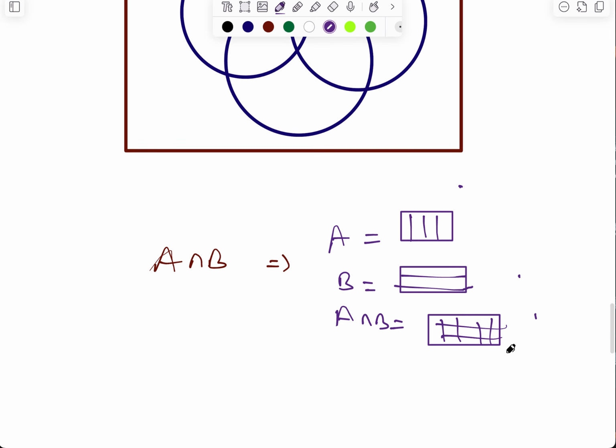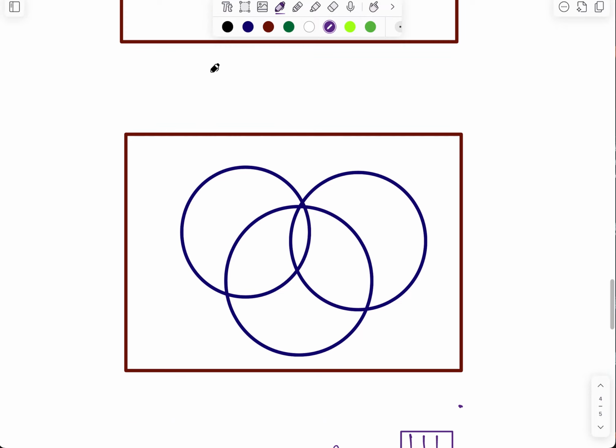So that's what I will watch out for. So let's go to this now and let's identify that. So we know that this is A, this is B, and this is C. So for everywhere we see A, we do the vertical line.